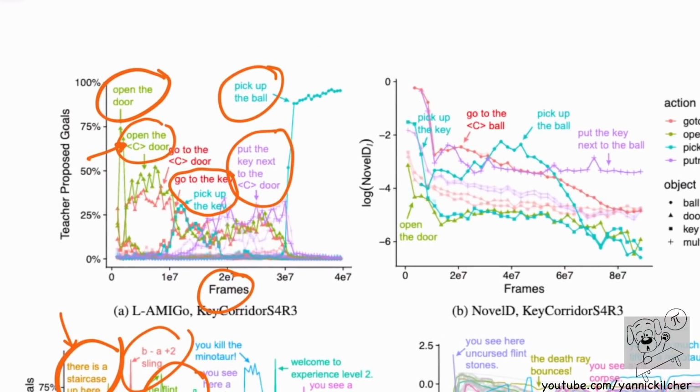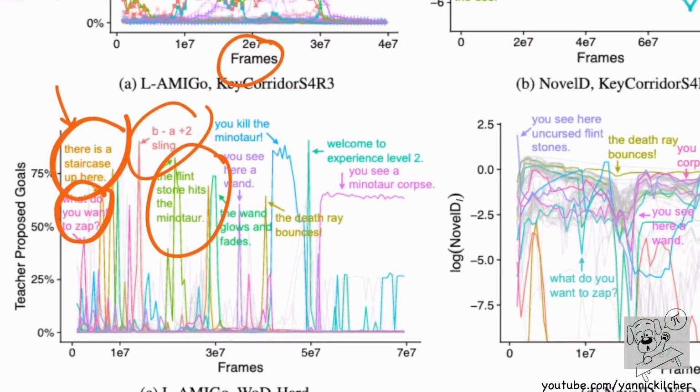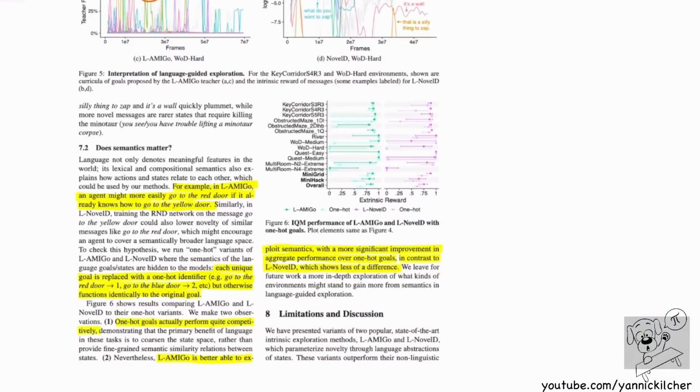These are meant to be descriptions, not instructions. So this here, I guess, is a better example. You want to reach a state that has the description of there is a staircase up here, right? So you just tell the student, please reach any state with that description. And you can see how this develops, which is pretty cool.